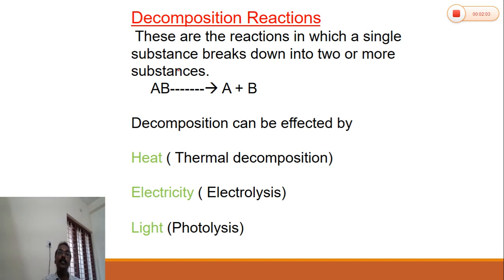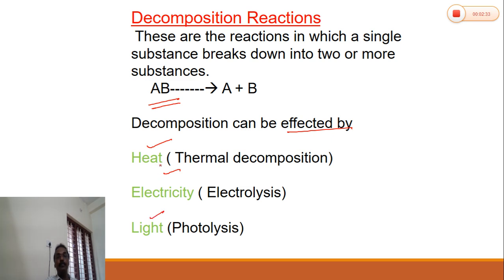Next is decomposition reactions. In decomposition reactions, a single substance breaks down into two substances. That is, this is the opposite of a combination reaction. In combination reaction, two substances combine to form a single substance. In decomposition reaction, a single substance breaks down into two substances. Now, this decomposition can be effected by heat, electricity and light.